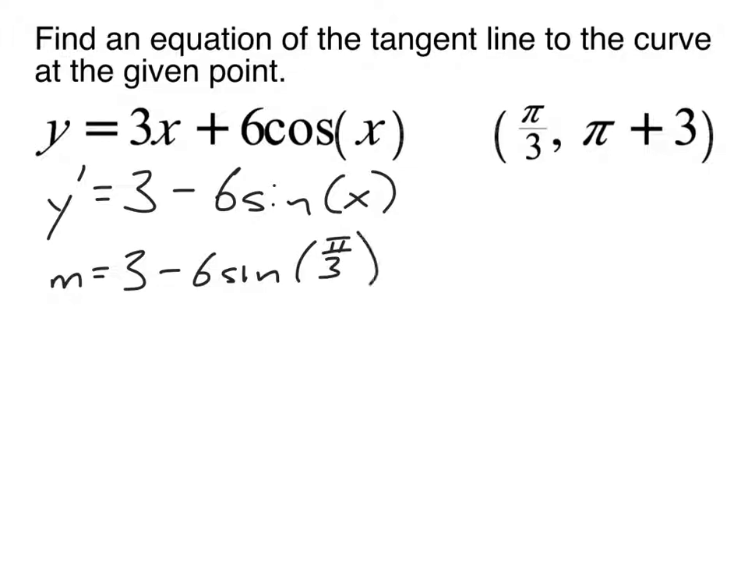And yes, you should know what sine of pi over 3 is. You should know your unit circle stuff. As you're thinking about it, the trick is first you should envision where pi over 3 is. Here we have 0. Pi over 3, that's like 60 degrees. And sine, remember, is how far we go up or down. And so we're going up more than we're going over here. That's the bigger number. That's root 3 over 2. So m here equals 3 minus 6 times root 3 over 2.